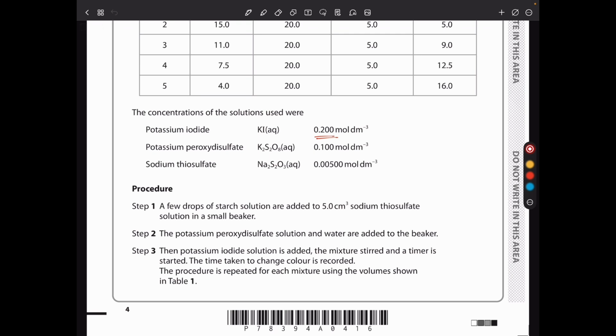They say in step 1, a few drops of starch solution were added to 5 cm³ of sodium thiosulfate solution in a small beaker. The potassium peroxydisulfate solution and water are added to the beaker. Then potassium iodide solution is added and the mixture stirred and the timer is started. The time taken to change color is recorded and the procedure is repeated for each mixture using the volumes shown in the table.